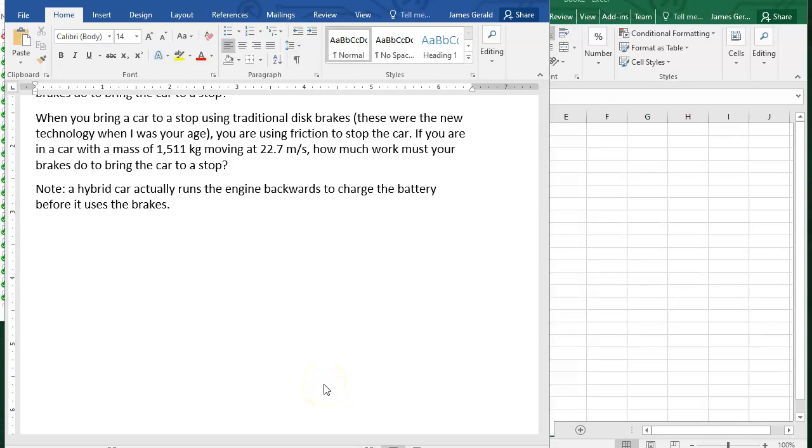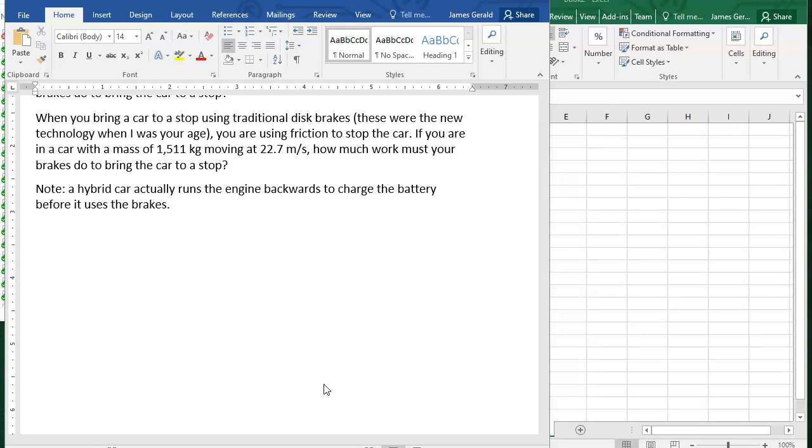In this problem, we have a car. It's very similar to the problem you had with a box sliding across the floor, except this is easier. We have a car. When you use the brakes on a car, you're actually using friction to stop the car, because it's the brake pads sliding against the disc that brings the car to a stop. And so you're doing work with a non-conservative force.